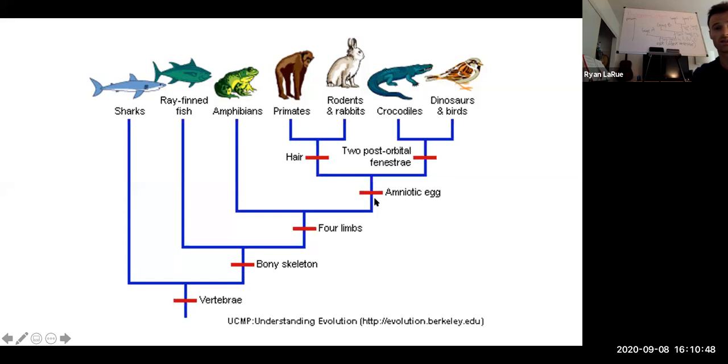So that evolved. So if I were to ask you, let me ask you which of these, 1, 2, 3, 4, 5, 6, 7 groups has two post-orbital fenestrae, based on what we learned with how the trees are made?